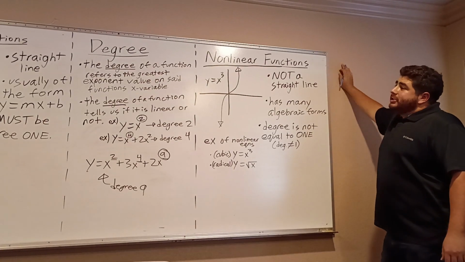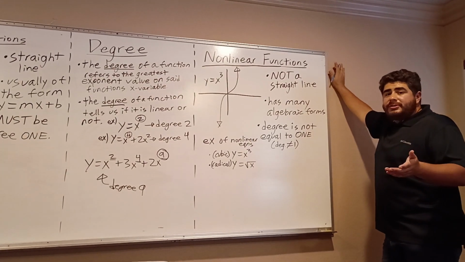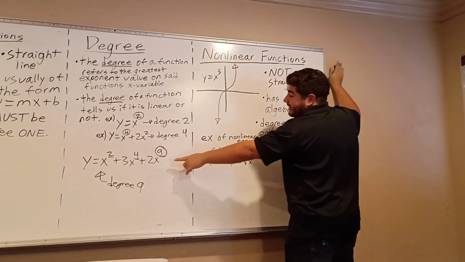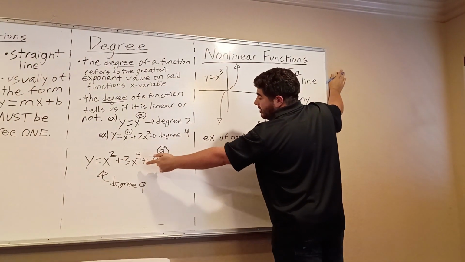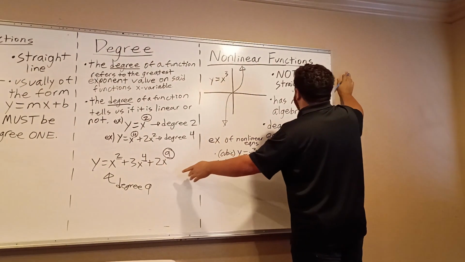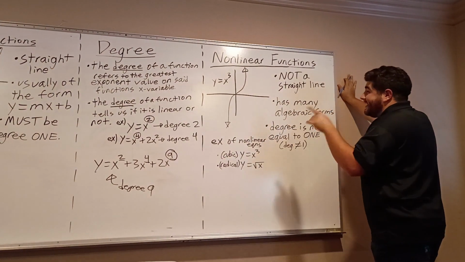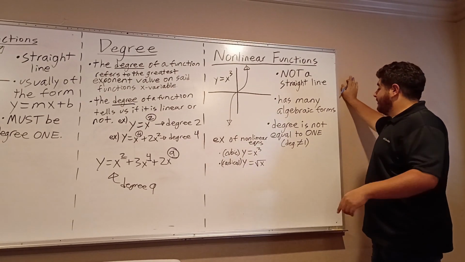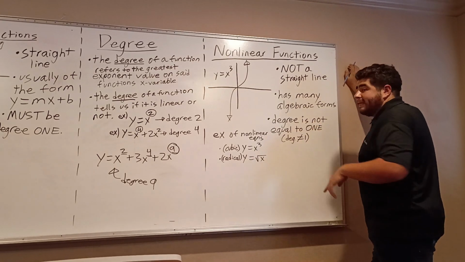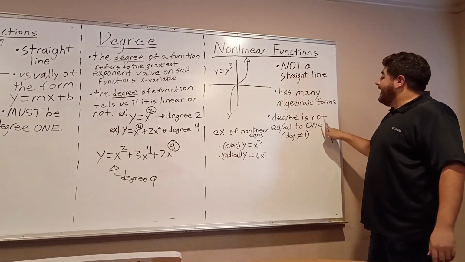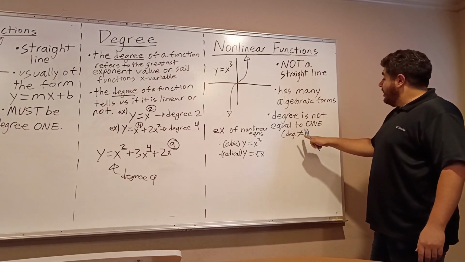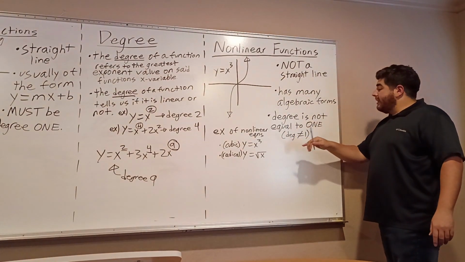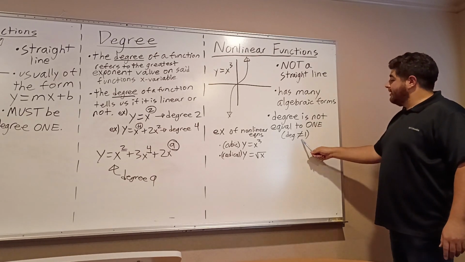And nonlinear functions have many algebraic forms. They can look something like this and have multiple x terms with different exponents. But the key of identifying a nonlinear function is its degree. And mainly that its degree is not equal to 1. It could be less than 1, it could be greater than 1, but it will never be equal to 1.